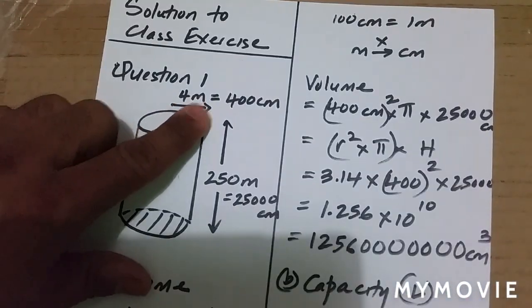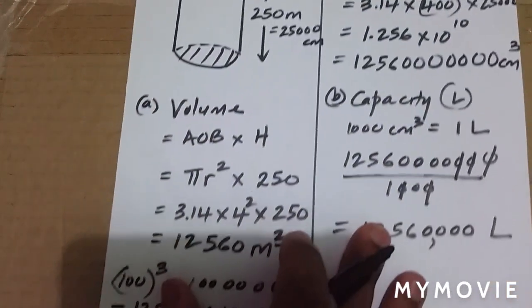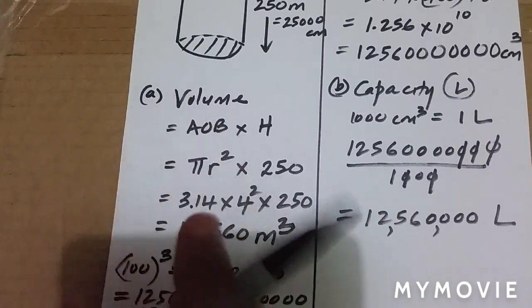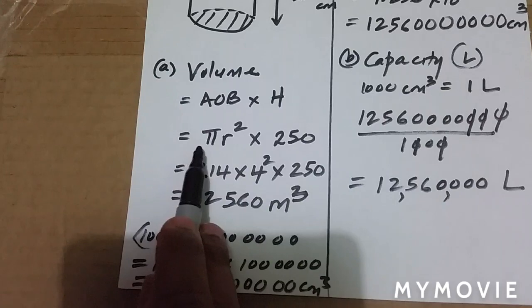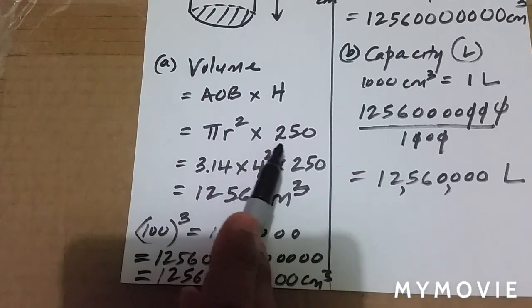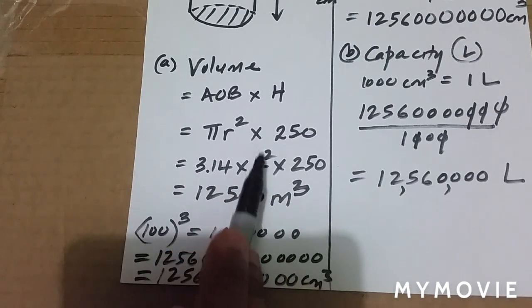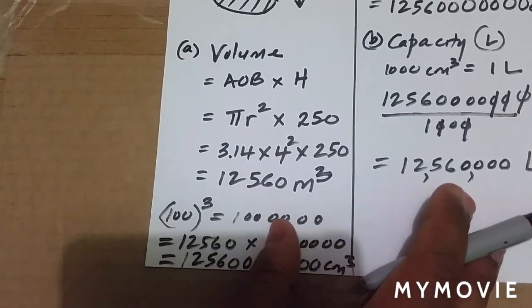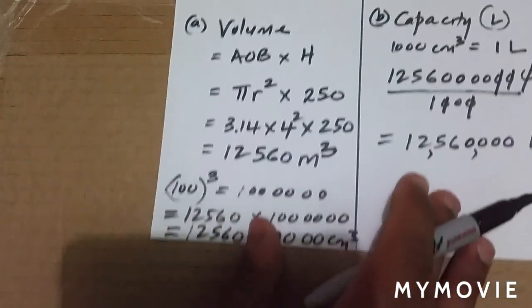All right, so we're given a cylinder of radius 4 meters, and we have the height of 250 meters. We're asked to determine the volume. Volume is equal to area of base times height, and the area of the base is circular, so it will be pi r squared times the height, or length, which is 250. This is 3.14 times 4 squared times 250, giving us a volume of 12,560 meters cubed.